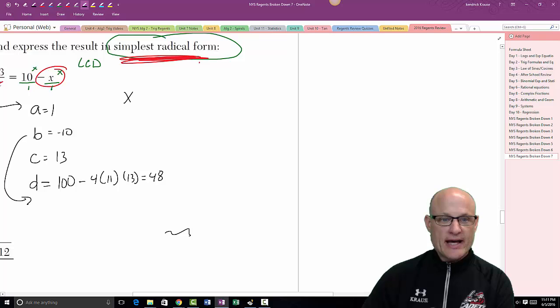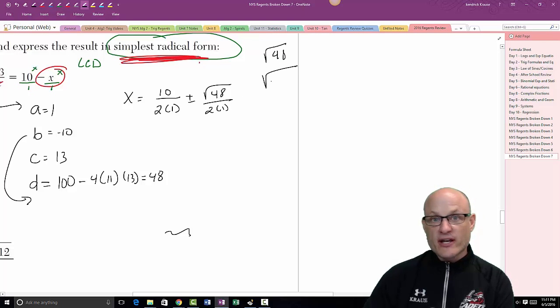So we're almost done. x equals negative b, 10, over 2 times 1, plus or minus the square root of 48 over 2 times 1. Well, the square root of 48 over here, hopefully you've done enough of these things, so you get it: 16 times 3, which is 4 root 3.